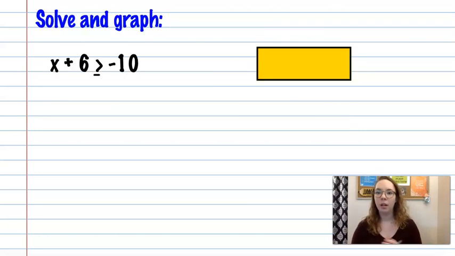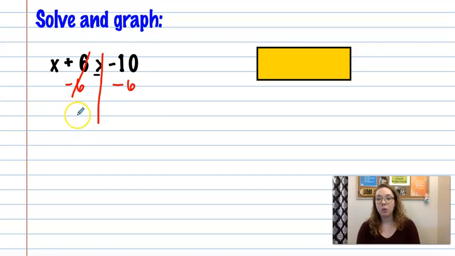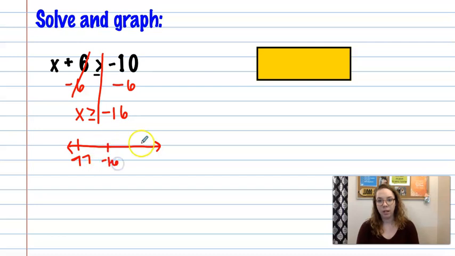So here's our first example. It says solve and graph. So we're going to solve it first, then we're going to graph them like we did yesterday. So it really truly is the same process. I'm going to draw my line down and subtract 6 from both sides to keep it balanced. So I will end up with x is greater than or equal to negative 16. And then I can graph my solution like we did yesterday. So negative 17 is smaller, then negative 16 and negative 15. So this will be a filled in dot pointing right.